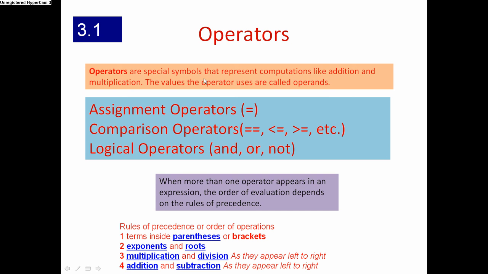Operators. Operators are special symbols that represent computations like addition and multiplication. The values the operator uses are called the operands. All right, so check this out. The assignment operator is equal. So if you say the asteroid speed equals 100, well, you're assigning a number to something. So you're saying, hey, this equals that.